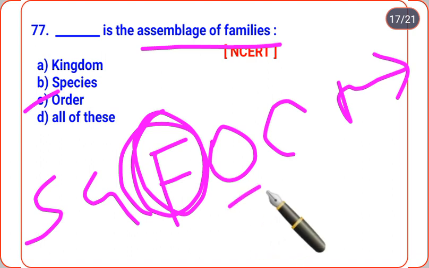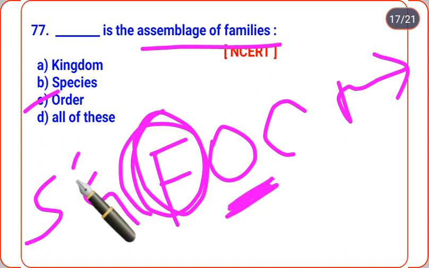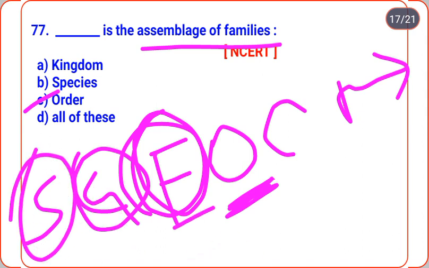Okay, next. Assemblies of genus represent family. Assemblies of family, already we have discussed. So in this question, assemblies of family, order is your correct answer. Answer will be next.